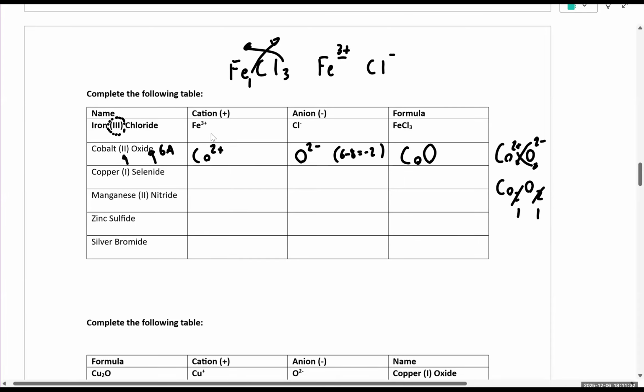So with this example in mind, I'd like you to complete the remaining problems in this table independently.